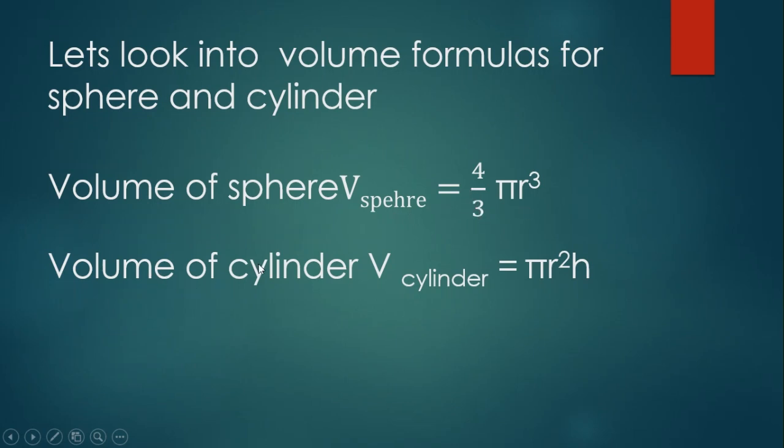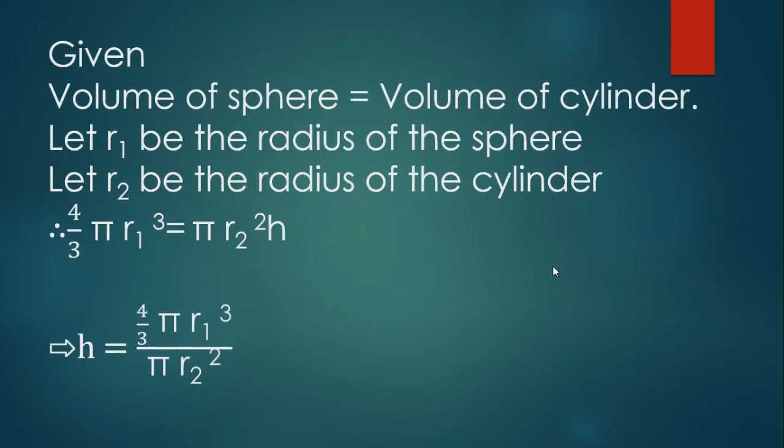And the volume of the cylinder is given by pi r square h, where r is the radius of the cylinder and h is the height of the cylinder. We need to find the height of the cylinder only. Now we are equating both of them. But here what do we know? The radius of the cylinder and the radius of the sphere are different. The sphere is having the radius of 4.2 centimeters, whereas the cylinder has the radius of 6 centimeters.